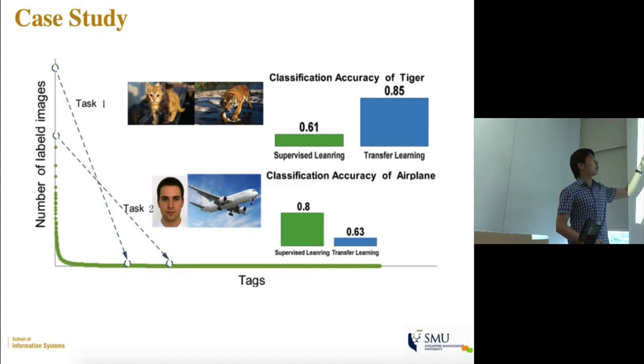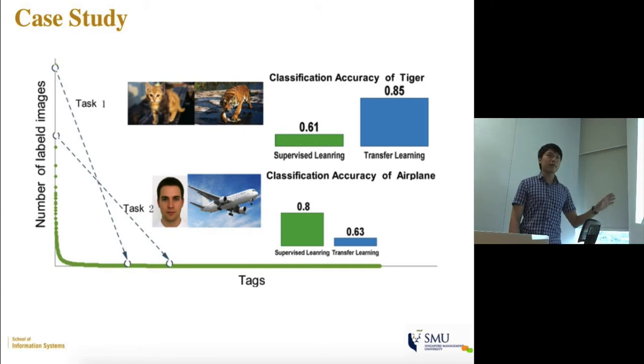In the first case, cat and tiger, they are probably animals from the same family, and they have the same round face and hairy body. So they have pretty similar features, which is not the same story with human face and airplane.